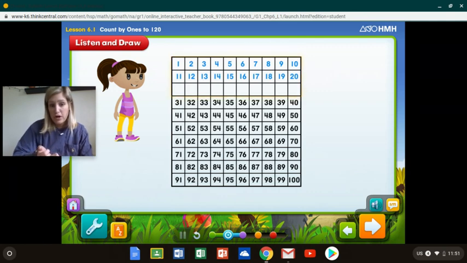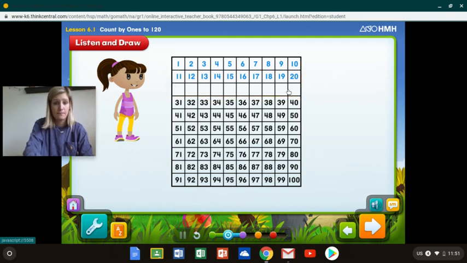So I hope you're starting to notice all of the ones are here, all of the twos, threes, fours, and so on. A 100 chart starts at 1 and ends at 100. And you should see the same exact pattern happening.